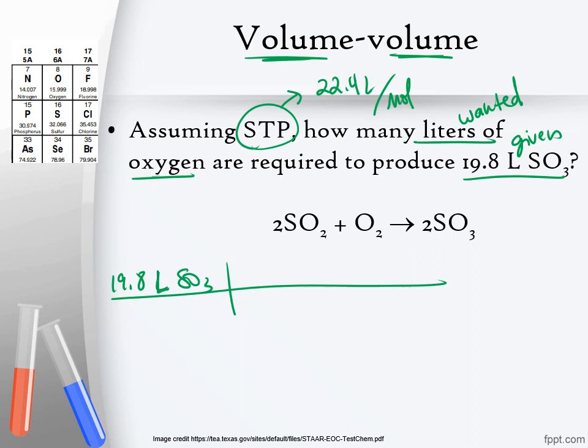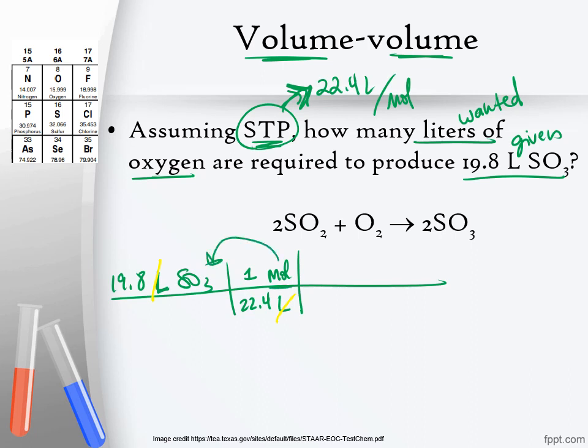Always, always, we need to convert to moles first. I have liters on the top, put liters on the bottom, turn my liters into moles. What do I know about liters and moles? At STP, I know 22.4 liters in 1 mole. So now liters are canceled out. I have moles of SO3.